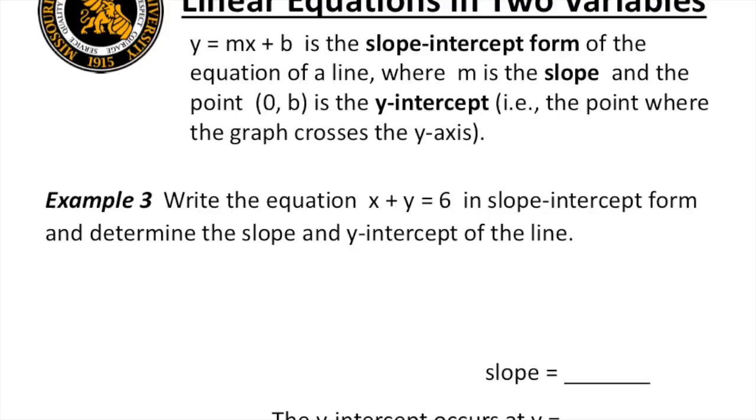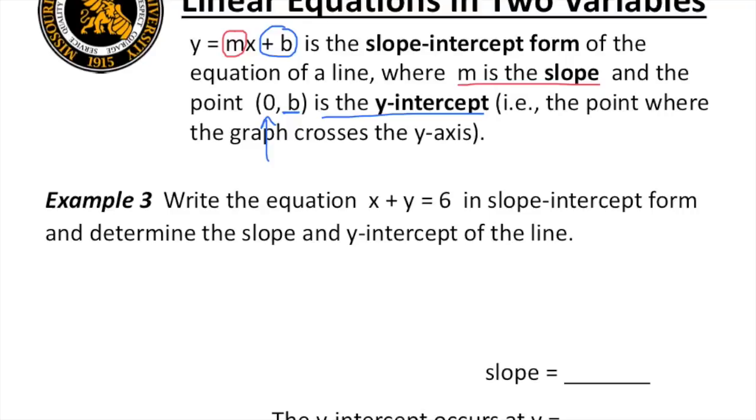Y equals mx plus b is called the slope-intercept form of the equation of a line, where m represents the slope, m being the coefficient in front of x, and b representing the y value in the y-intercept, where b is the constant term being added to the x term. The y-intercept is the point where the graph crosses the y-axis, and that is why the x value in that point is 0.